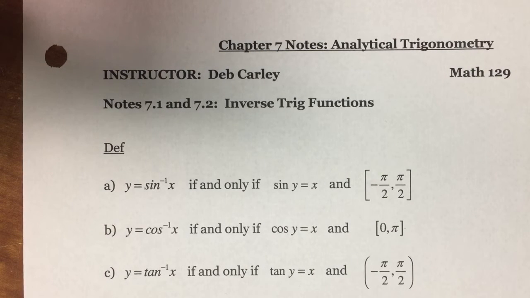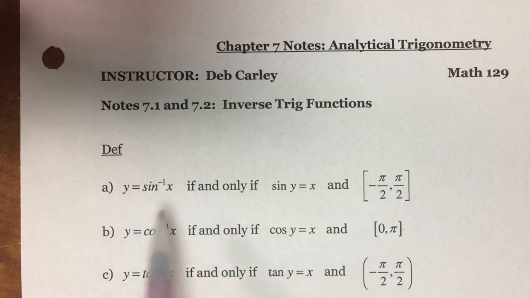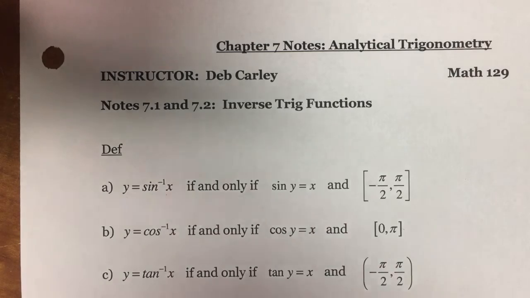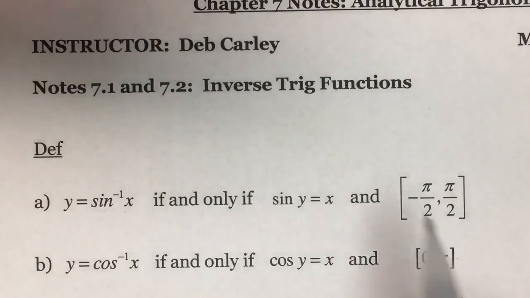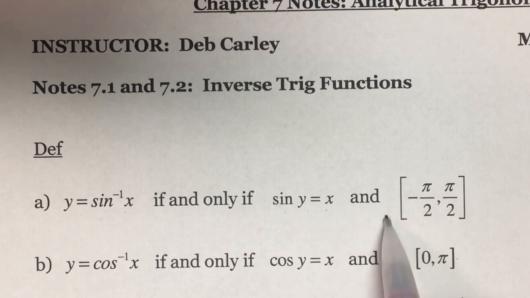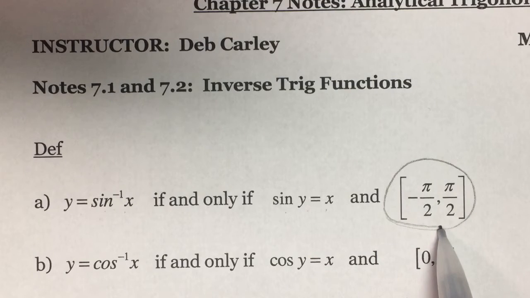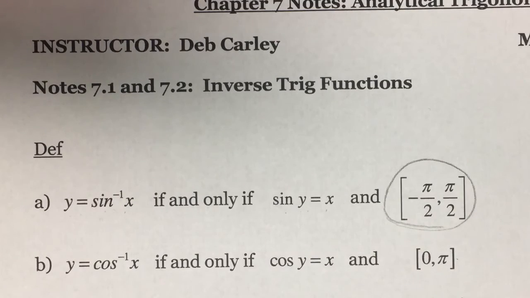Right, so as you can see for this section, I've combined 7.1 and 7.2 into one section. It's all about inverse trig functions. So let's look at a definition here. y equals inverse sine of x is true if and only if sine of y equals x, and this is very important, your y is between negative pi halves and positive pi halves.